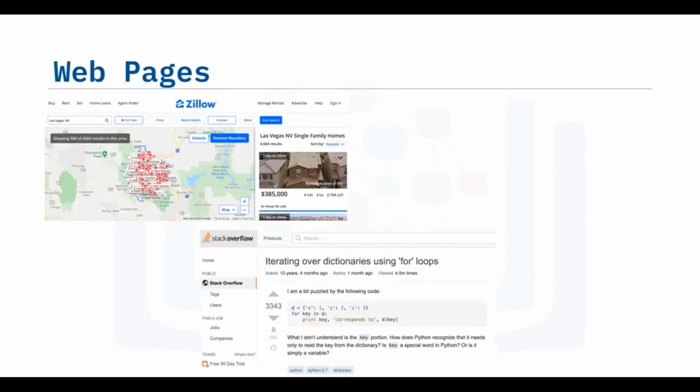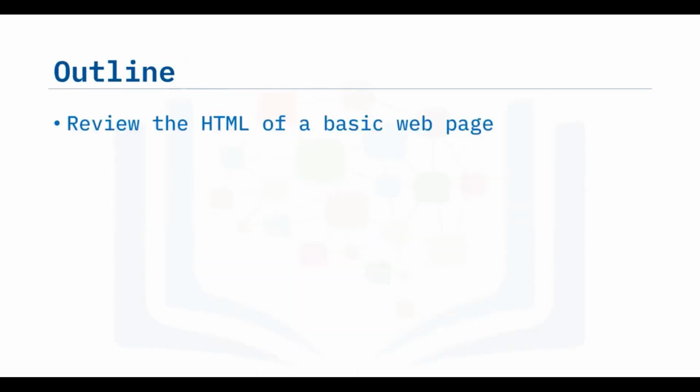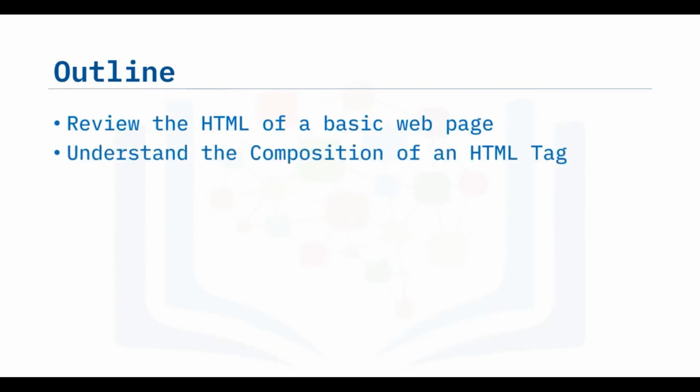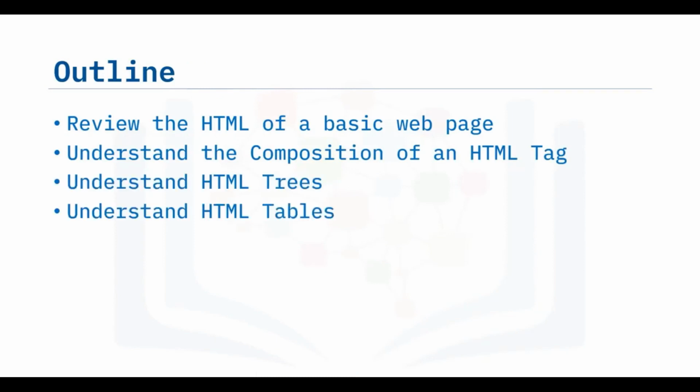Lots of useful data is available on web pages, such as real estate prices and solutions to coding questions. The website Wikipedia is a repository of the world's information. If you have an understanding of HTML, you can use Python to extract this information. In this video, you will review the HTML of a basic web page, understand the composition of an HTML tag, understand HTML trees, and understand HTML tables.